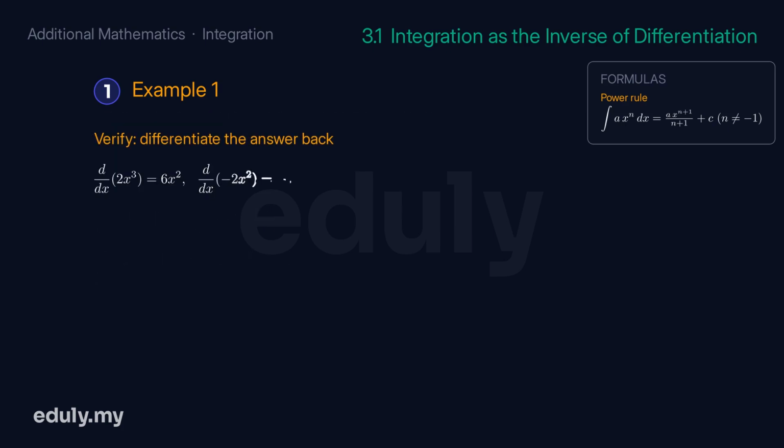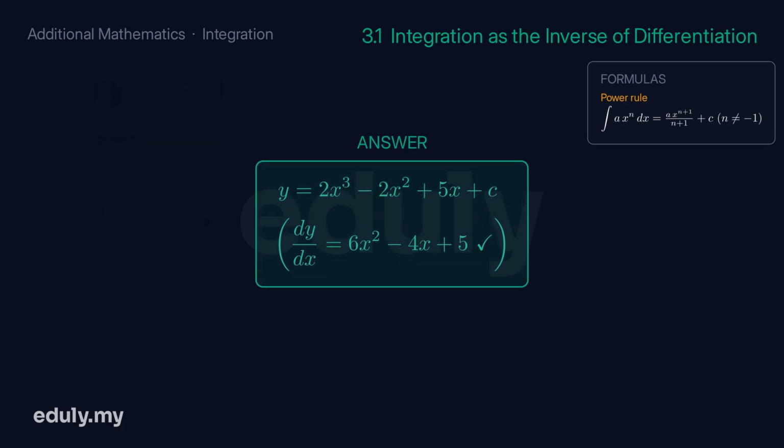Check it. Differentiating 2x cubed gives 6x squared. Differentiating minus 2x squared gives minus 4x. Differentiating 5x gives 5, and the constant c differentiates to 0. Summed together, 6x squared minus 4x plus 5, exactly the gradient function we started from. The integration checks out.